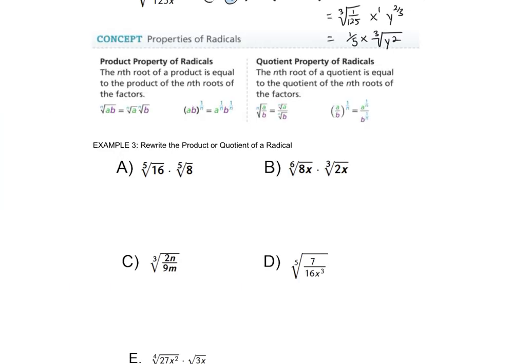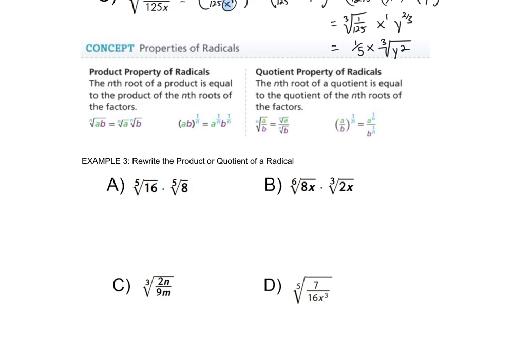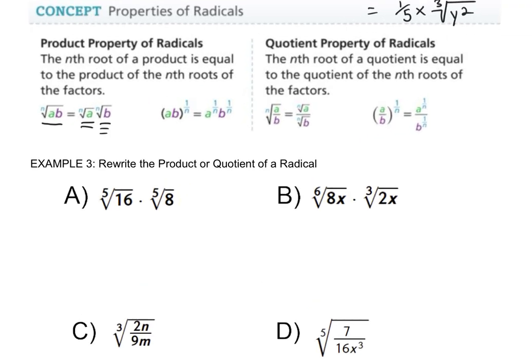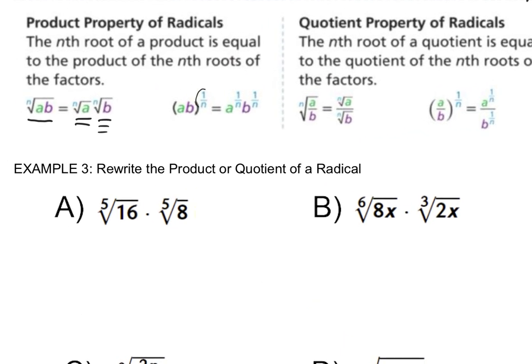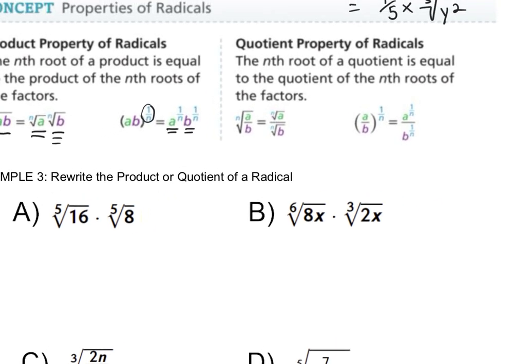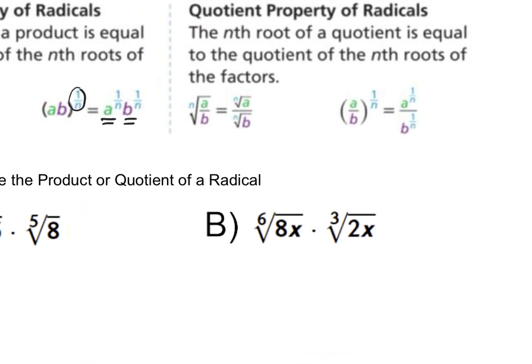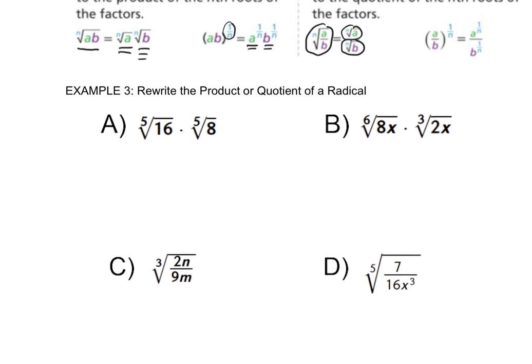All right, in the middle here, we'll see some properties that we've already talked about, that if you have the nth root of a times b, you can split that apart. You can also take an exponent and distribute it to each term inside the parentheses. So the nth root of a product is the product of the nth root of the factors. And the same is true with a quotient. The nth root of a quotient can be split apart, the nth root of the numerator and the nth root of the denominator. All right, let's put these into practice.